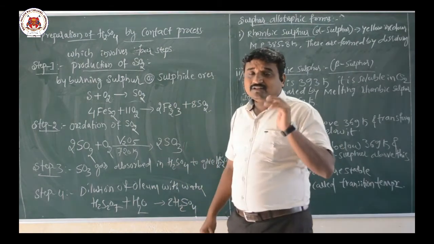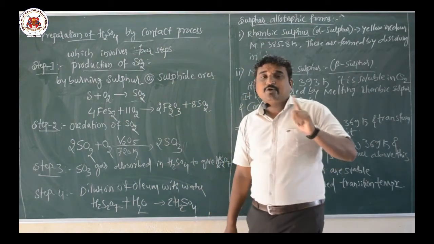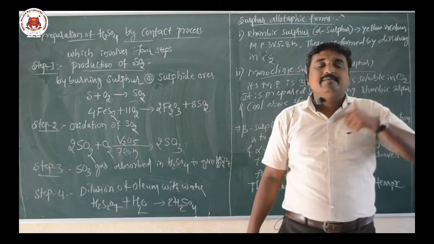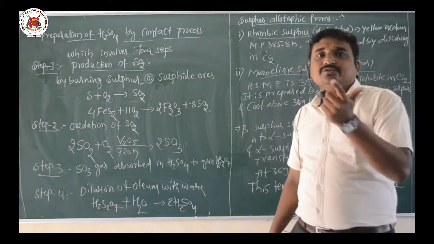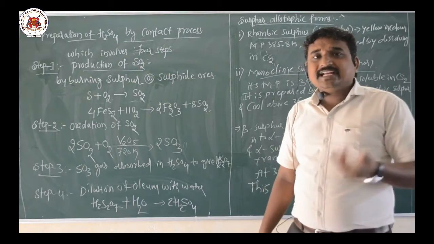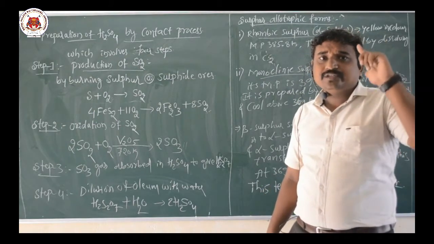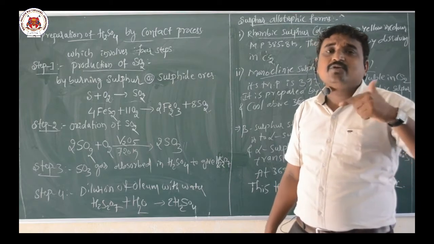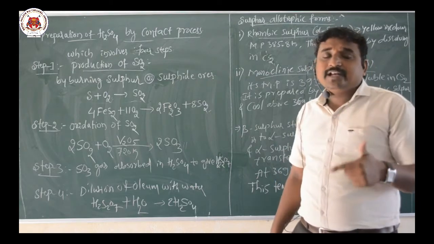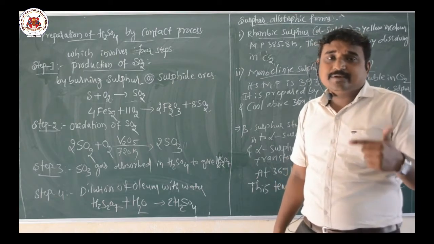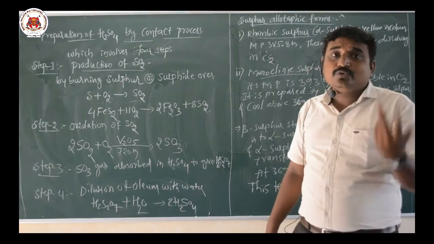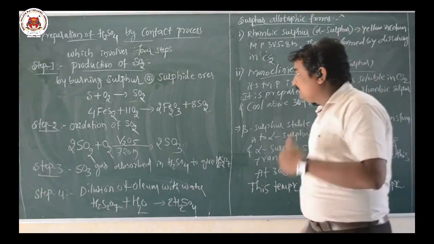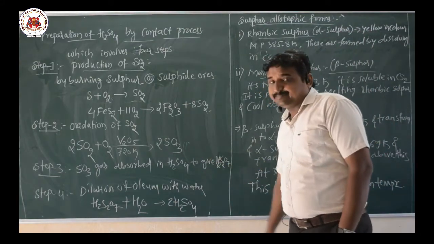That means the first step, the production of SO2, is simply by burning the sulfur in air: S plus O2 gives SO2. And in the second step, the formed sulfur dioxide undergoes oxidation in presence of vanadium pentoxide catalyst and 720 Kelvin temperature, and SO2 is oxidized to SO3. So this is the second step.